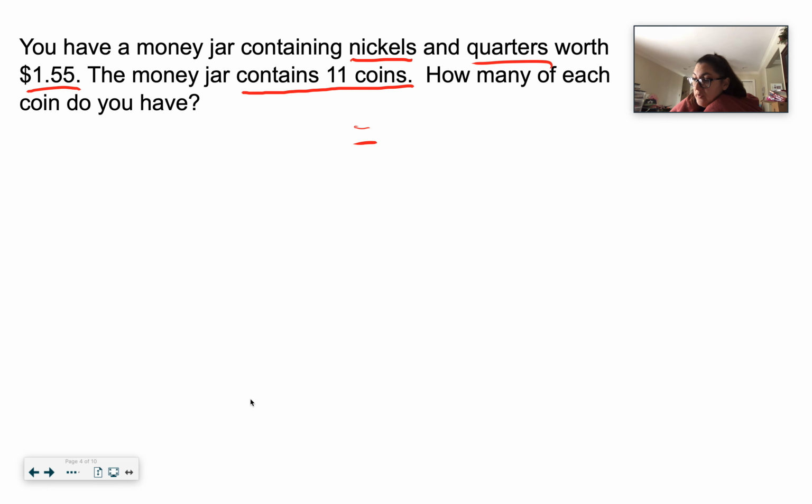So we have our two variables, nickels and quarters. So I'm going to say I'm going to use x and y, so we're not changing our variables. So I'm going to say x is my nickels. Oops, I spelled nickels wrong. It's E-L. Sorry about that. And y is my, not dimes, my quarters.